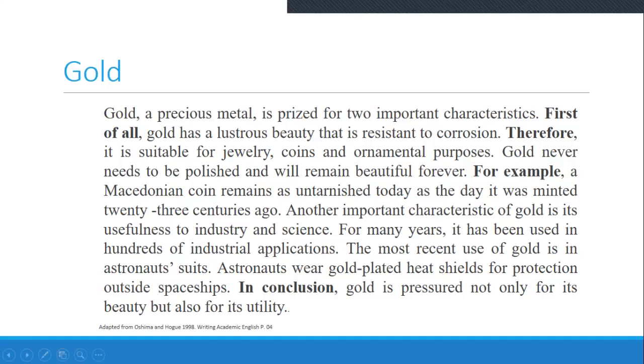This sentence, first of all, gold has a lustrous beauty that is resistant to corrosion, doesn't go to the next point, right? The writer elaborates on that point and explains that point, gives us evidence, examples, and then only the writer moves on to the next point and says another important characteristic of gold is, and then the writer moves on to the next point, right?